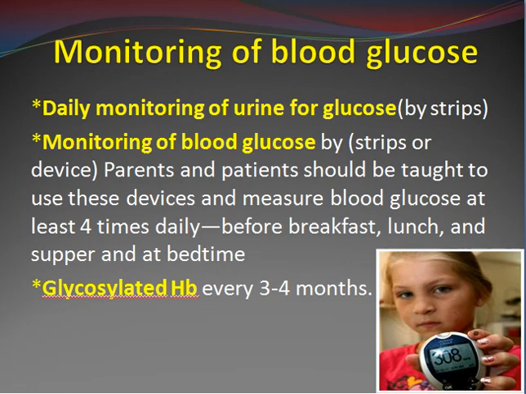Monitoring of blood glucose. This can be done by daily monitoring of urine for glucose by use of a strip, or monitoring of blood glucose by using a strip and device. Parents should be taught to use these devices and measure the blood glucose at least 4 times per day, before breakfast, lunch, and dinner, and at bedtime. Glycosylated hemoglobin every 3 to 4 months.